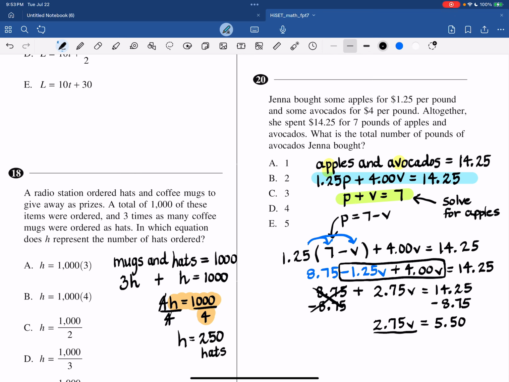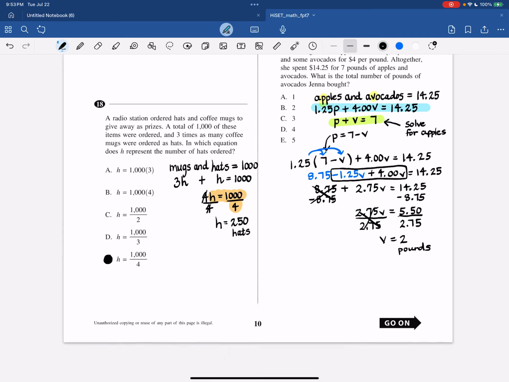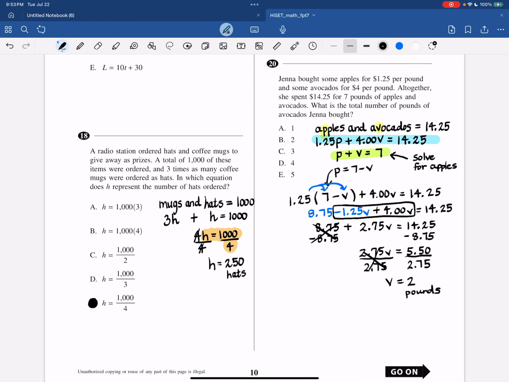And then divide away the 2.75 and cancel. And you're left with V, that's avocados, equals 2. So she bought 2 pounds of avocados. And that's answer B as in Bravo. I told you this one's tough.